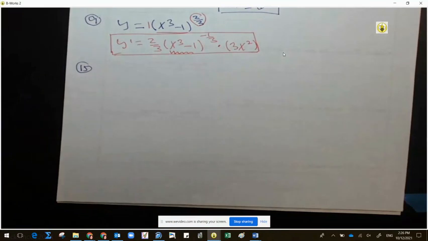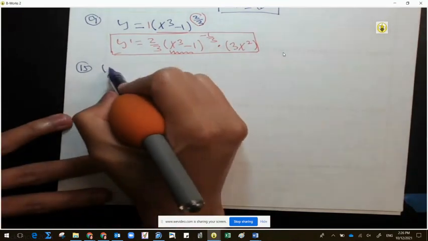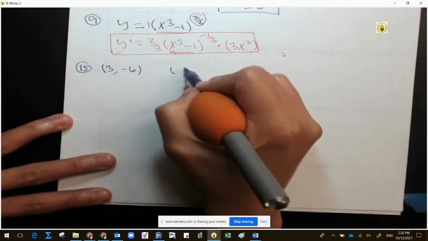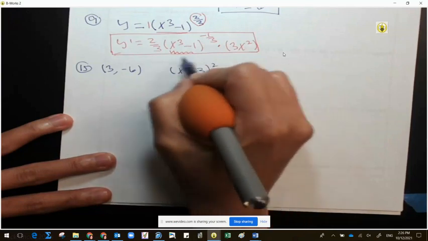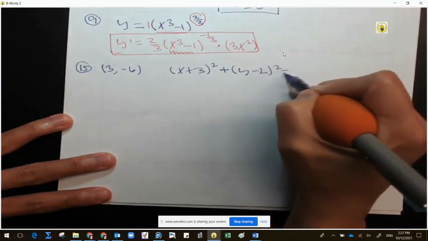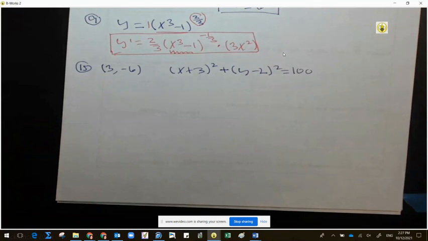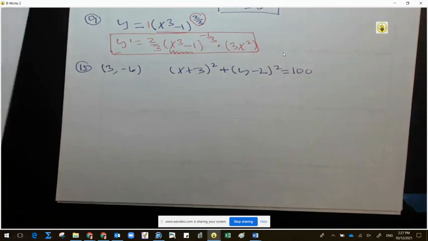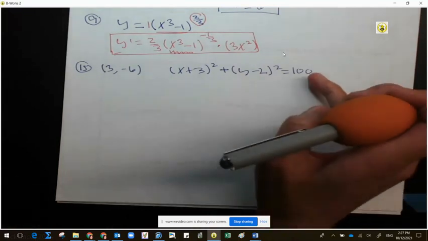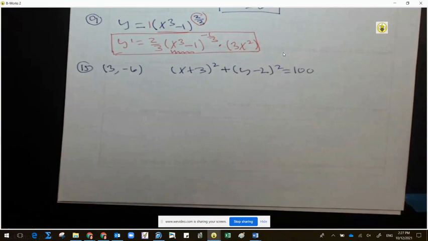Okay. So on number 15, we're looking for the slope at the following point of 3 negative 6. And we do have to find the derivative of x plus 3 all squared. Are we going to use the chain rule again? Yep. Plus y minus 2 all squared is equal to 100. Can anyone guess what the radius of this circle equation is? If you think about conics from last year. What is the square root of 100? 10 is the radius. If you're taking that SAT or ACT, that might be useful.